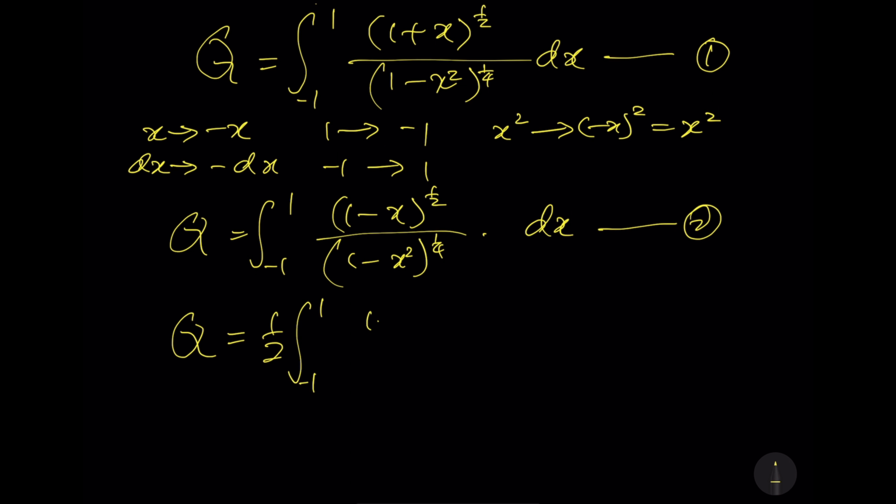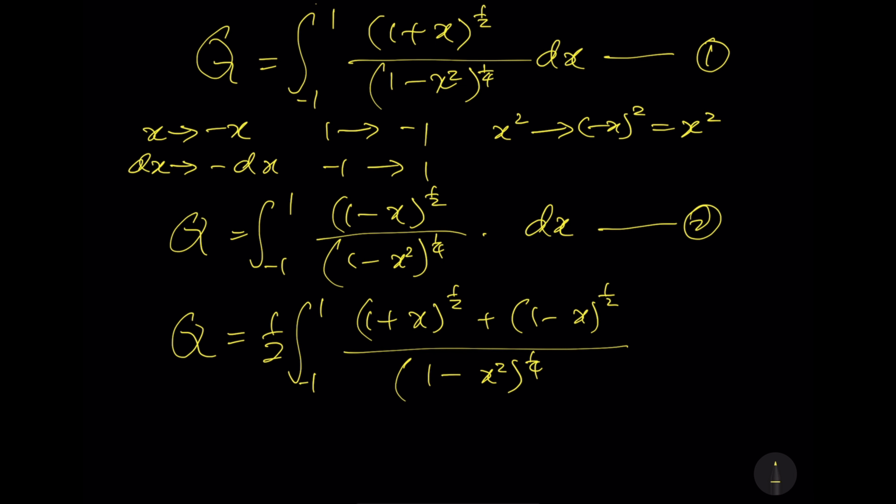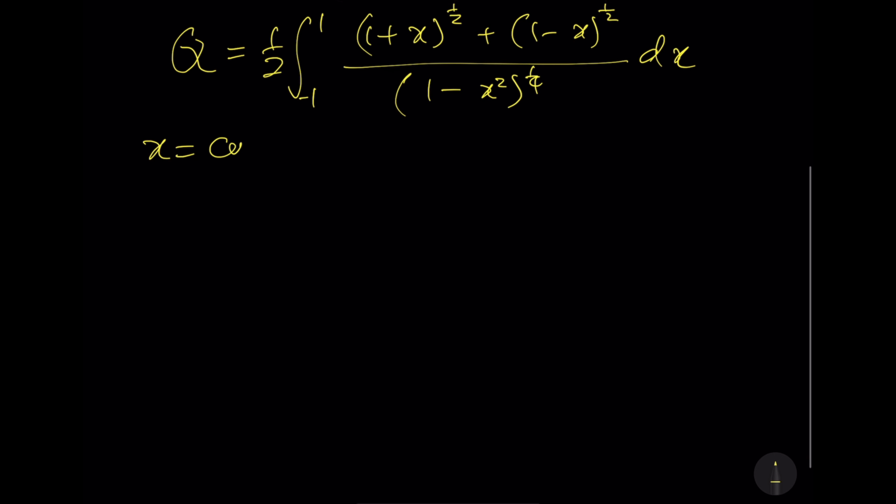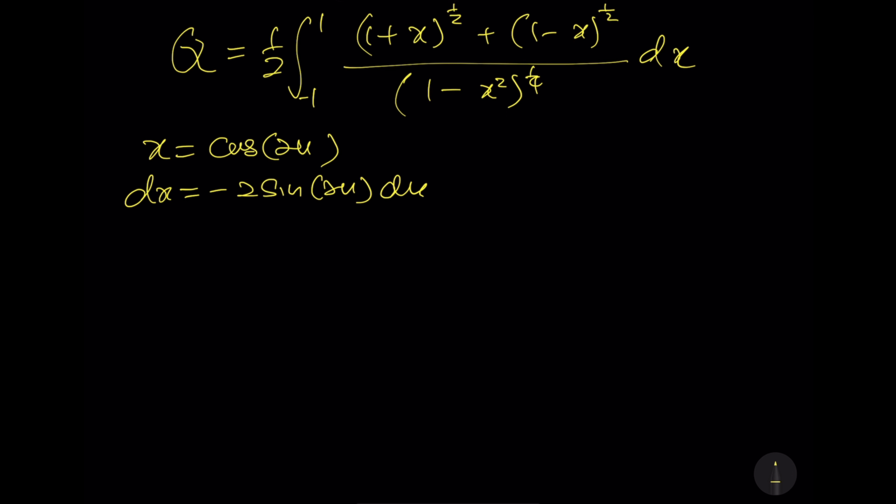While for the integrand, the numerator is 1 plus x power half plus 1 minus x power half. Denominator and the integration bound remain the same. Let's do the first substitution. Define x equals to cosine 2u. dx equals to negative 2 sine 2u du, which is equals to negative 4 sine u cosine u du.